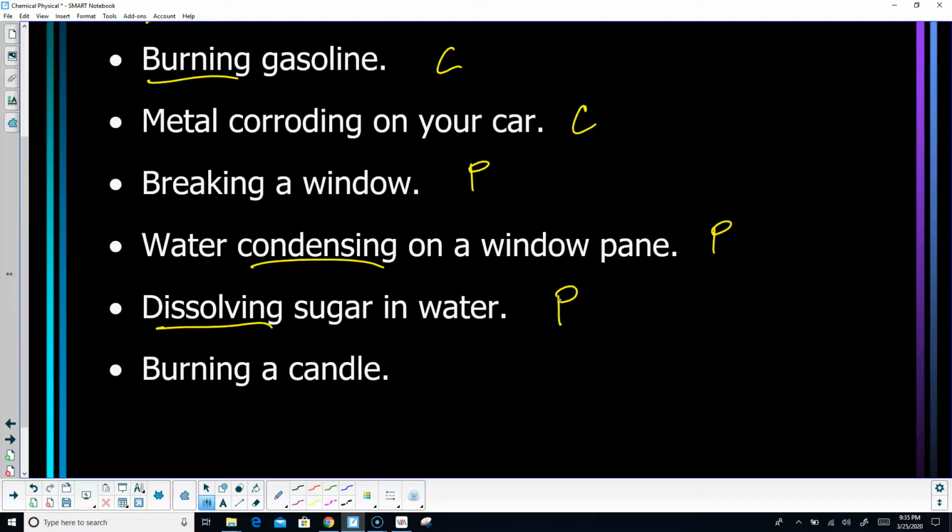If I had something like a penny dissolving in acid, that's chemical. Okay, because there'd be bubbles and a change in color, and new substances being formed. So you kind of have to know what you're looking at. So dissolving sugar in water, that's going to be physical. Burning a candle, chemical. Light, heat, smells, all that stuff.